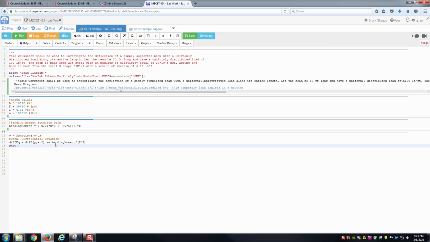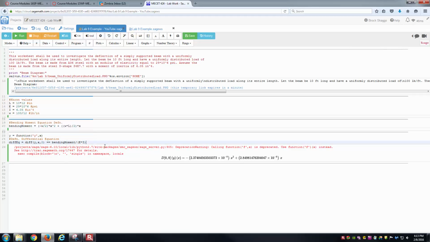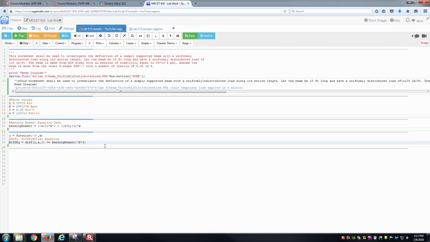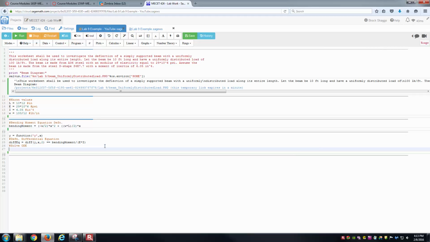And just to check, let's just say show diff eq. We have a few issues here. I think we'll be okay. And we've got the second derivative of y, and here's our function there on the right hand side. And so I think we're in good shape, and we'll just go ahead and press forward now with trying to solve for the differential equation. And so I'll say solve ODE.